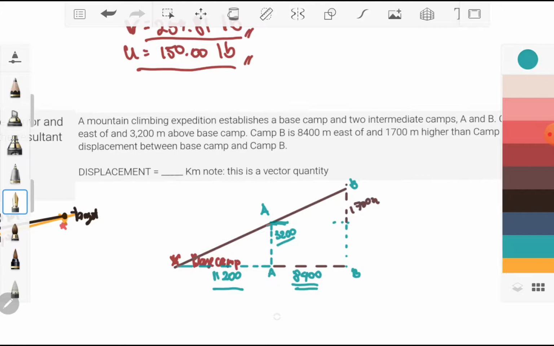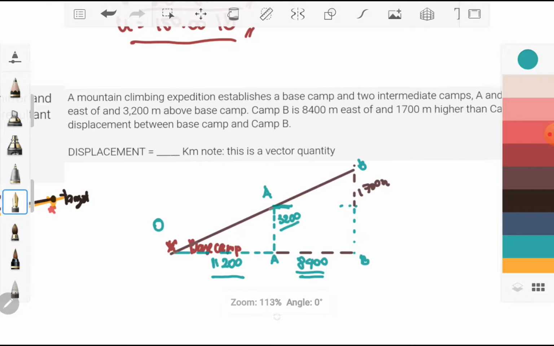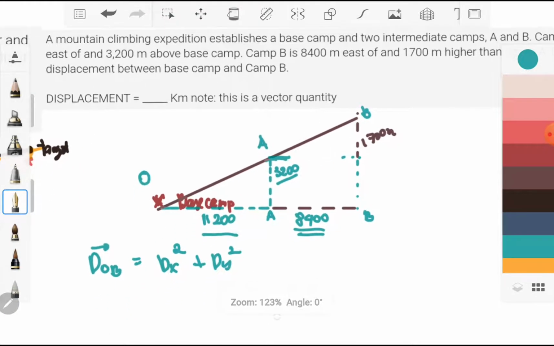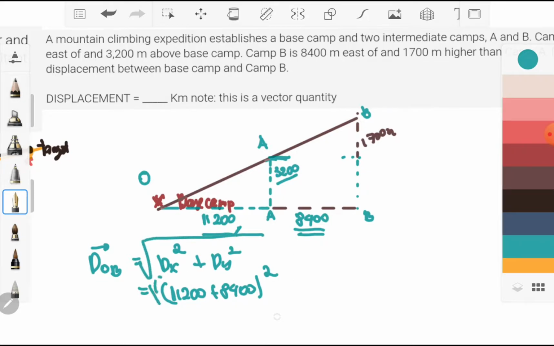Okay? So the X component of your AB is 8,400 and its Y component is just equal to 1,700. So by getting the sum of these two vectors, you can get the value of your displacement. Let's say OB. D of OB is just equal to the square root of dx squared plus dy squared. So take note that your dx is already equal to 11,200 plus 8,400. Your vector was already broken down earlier, right? Squared. So we need to take the square root of that, because we will use the Pythagorean theorem, plus the y component, right? 1,700 plus 3,200, 17 plus 32, squared.